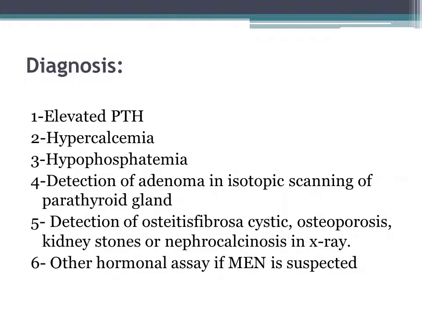After the clinical picture and suspicion of hyperparathyroidism, how to diagnose, or what are the investigations to diagnose a case of hyperparathyroidism? First of all, in primary, tertiary and familial, there will be elevated PTH, hypercalcemia, and hypophosphatemia. There may be detection of adenoma in isotopic scanning of the parathyroid gland. There may be detection of osteitis fibrosa cystica, maybe in the form of an epulis in the jaw, most commonly found, osteoporosis, kidney stones, nephrocalcinosis, and other hormonal assays if I suspect MEN.